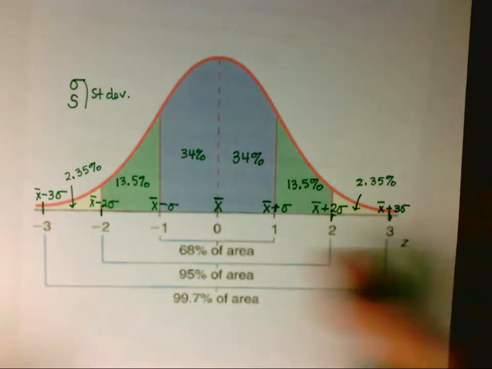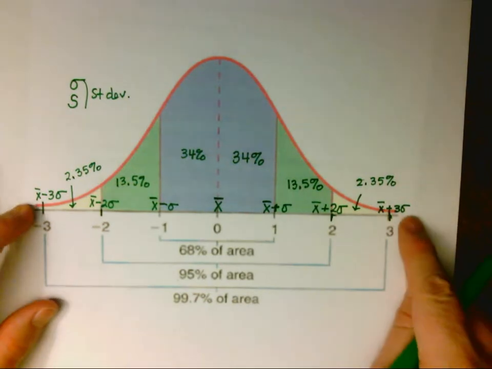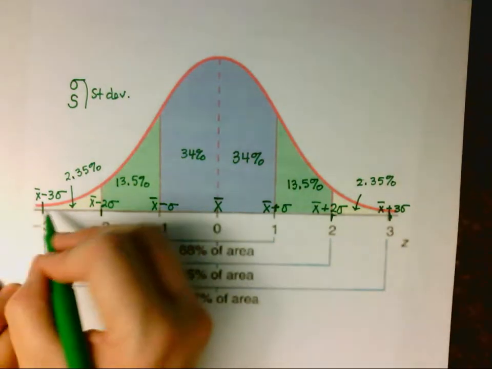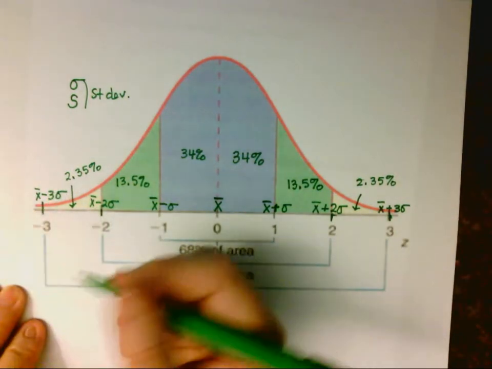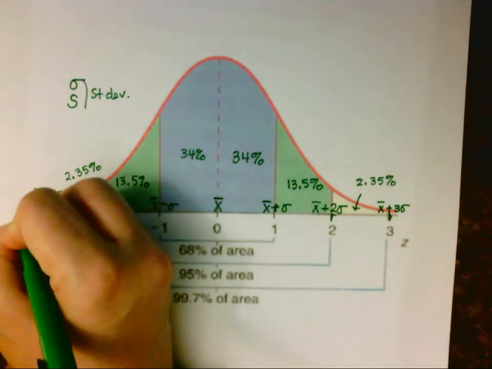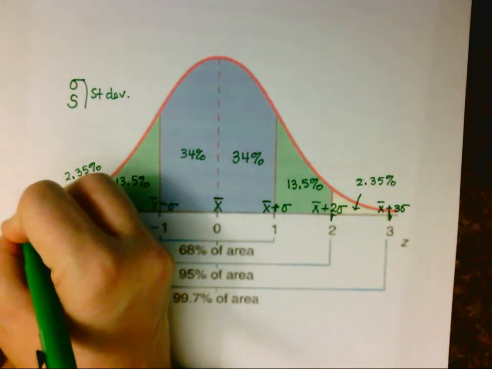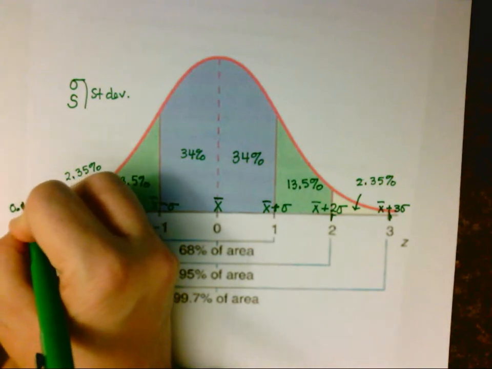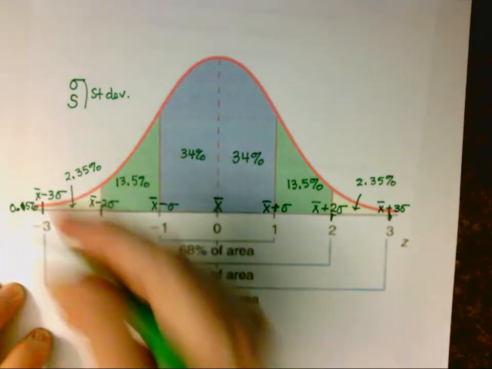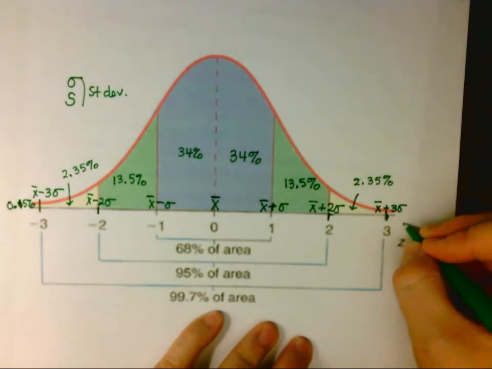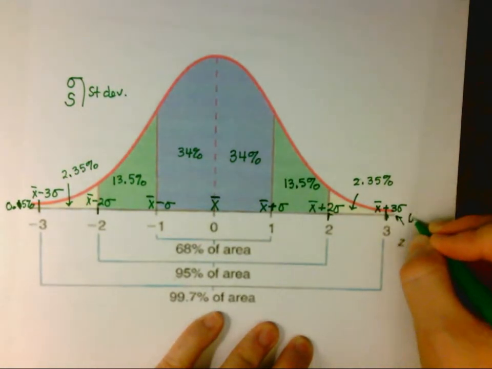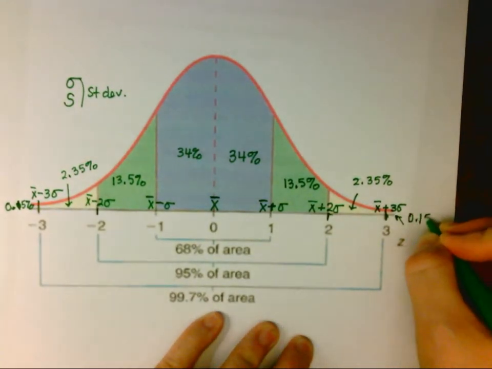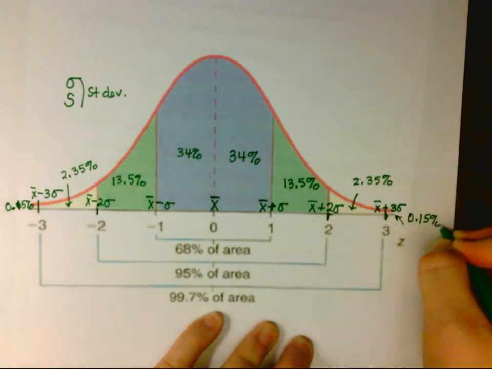And to be complete, we have to have the entire graph, which means that out here in these little tails that we barely have any room to write in, we find the remaining 0.15% out here in the tail, past that. So out here past that cutoff, we find 0.15% of the population.